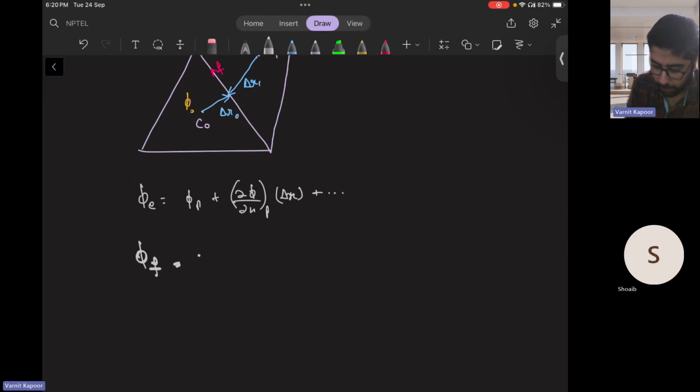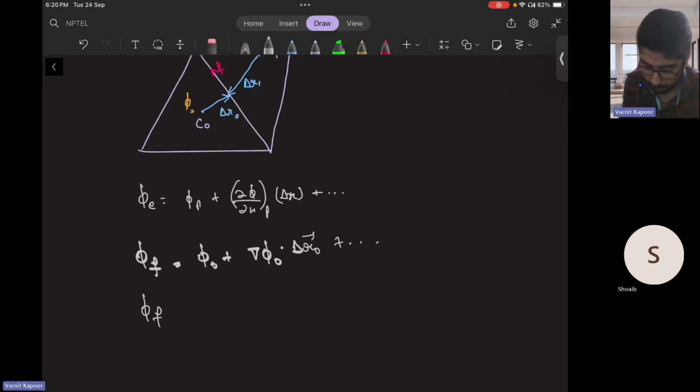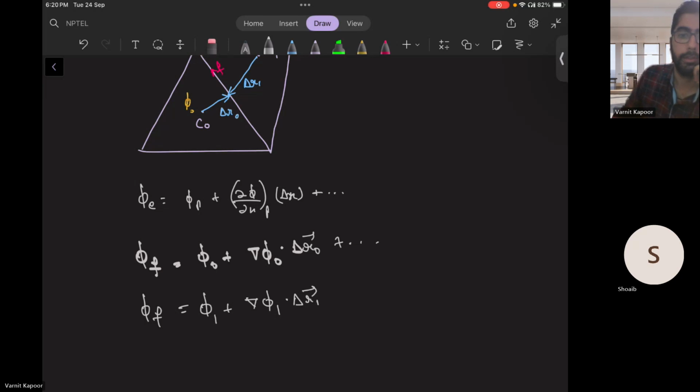So phi f will be phi naught plus gradient of phi naught dotted with delta R naught, and so on. And with respect to cell 1, it will be phi 1 plus gradient of phi 1 dotted with delta R1. Okay, all right. I hope it's clear. Any doubts?